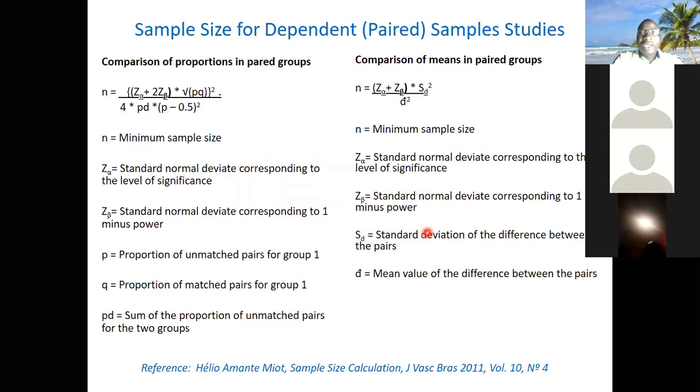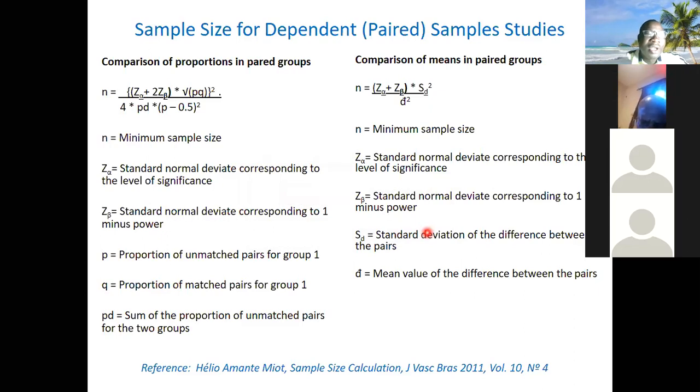Even the simplest one, to me, is when the outcome is quantitative. If the outcome is categorical, you multiply this by square root of PQ squared: Z alpha plus Z beta, plus 2 Z beta times square root of PQ, squared, all over 4 PD. PD is the sum of the proportions of unmatched pairs for the two groups. All you need to do is get this right and put it in.